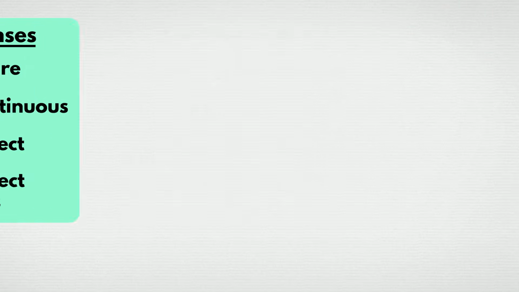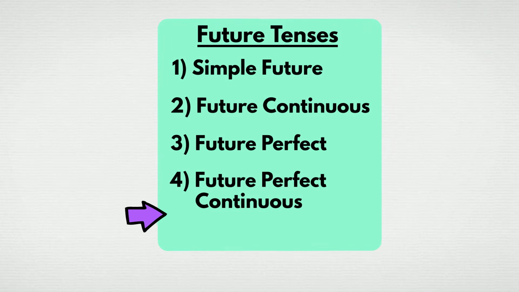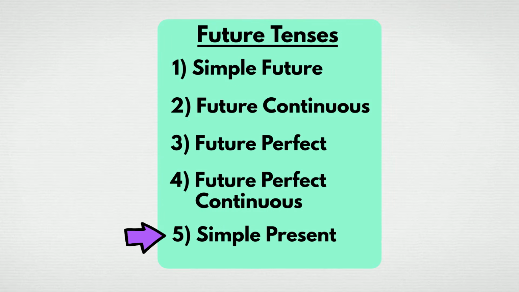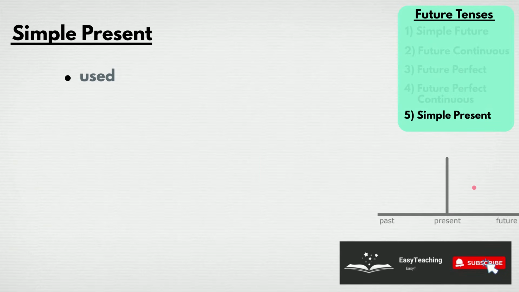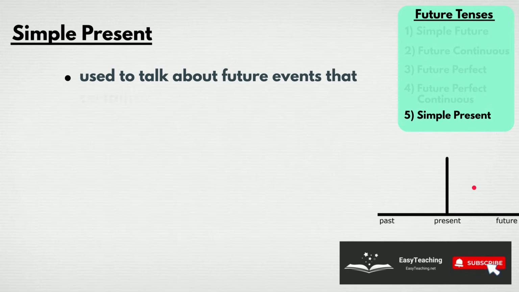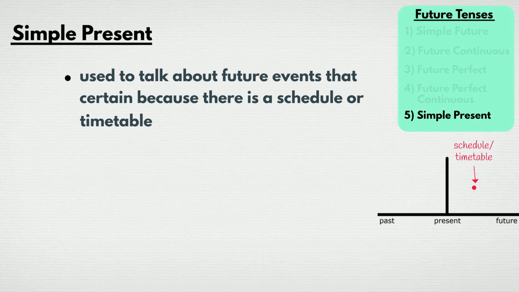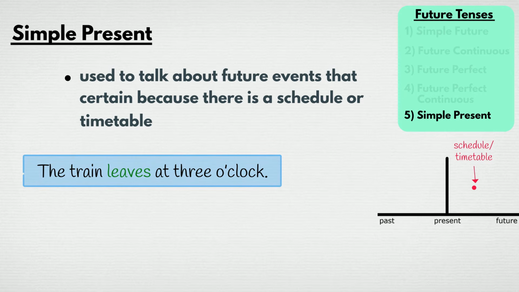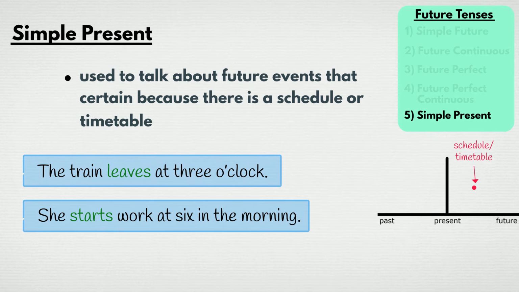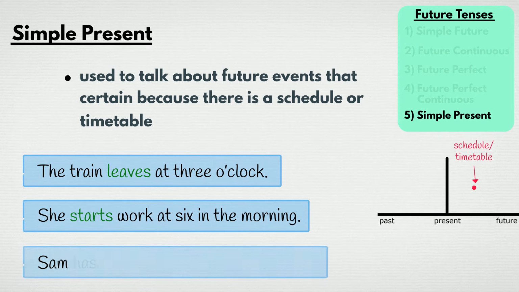Another way we can talk about the future is by using simple present tense. We use simple present to talk about future events that are certain because there is a schedule or a timetable. Here are some examples. The train leaves at 3 o'clock. She starts work at 6 in the morning. Sam has football practice on Thursdays.